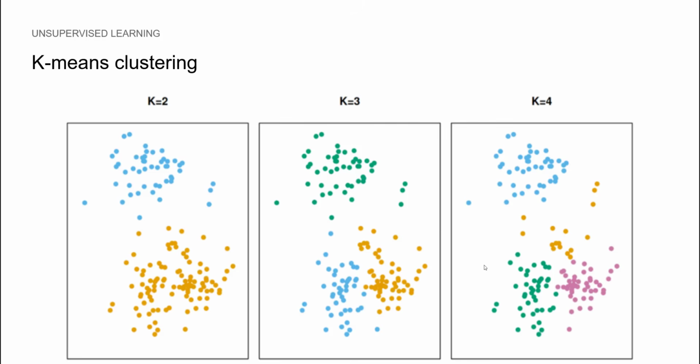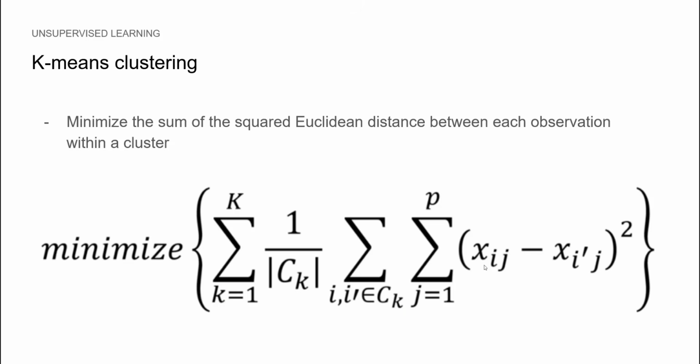Here you can see an example of how the number of clusters will affect how the data is partitioned. Feel free to pause the video if you want to study this a little bit longer. Now, clustering is achieved by minimizing the sum of the squared Euclidean distance between each observation in a cluster. You can see the equation here of the Euclidean distance, and we wish to minimize it.